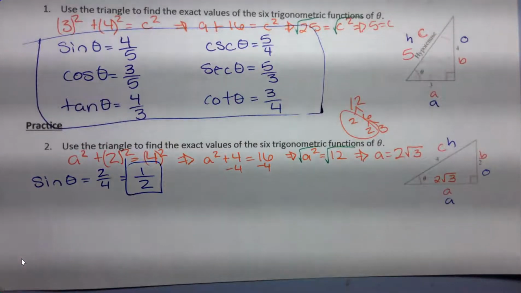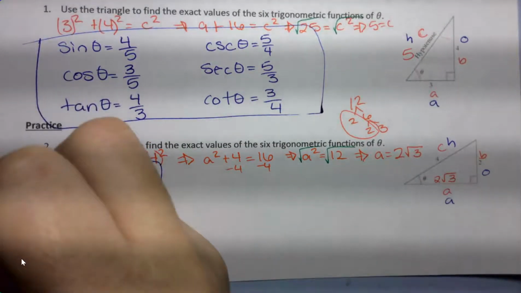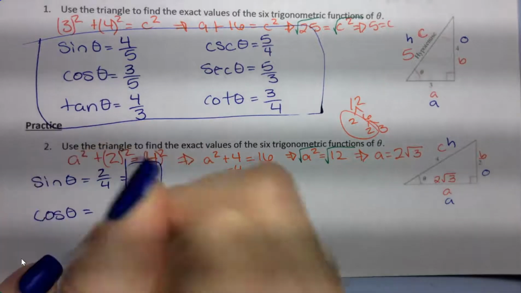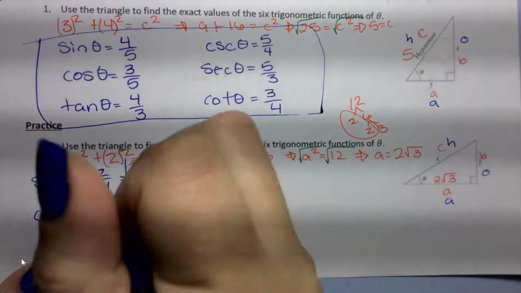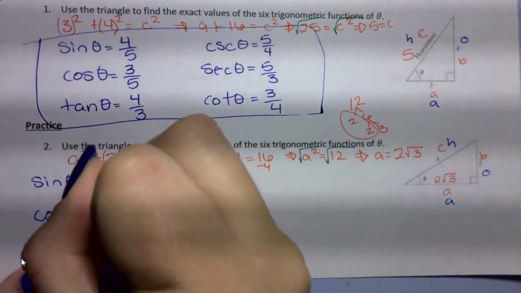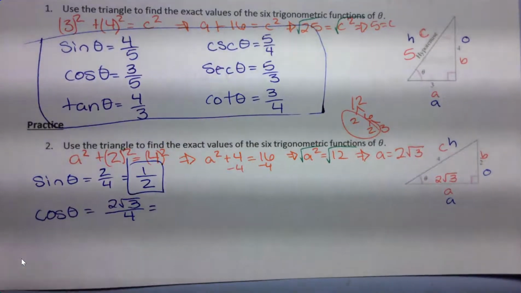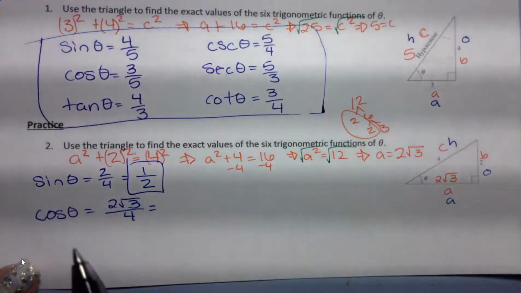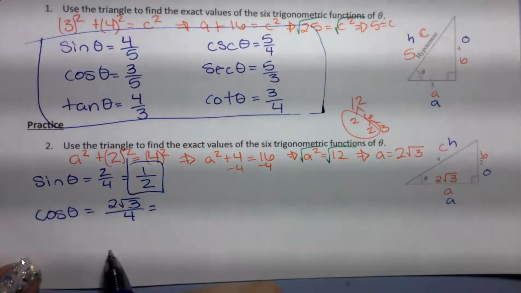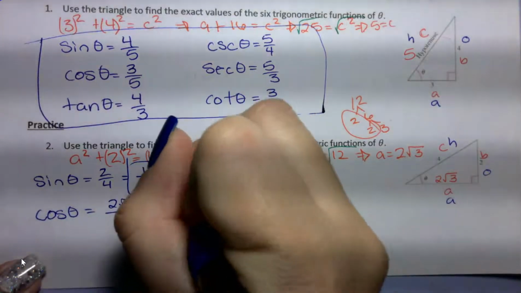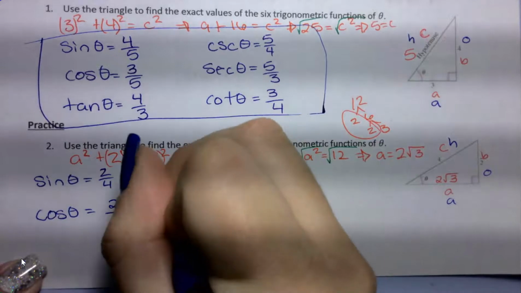Then I want to go ahead and do the same thing for cosine. This one is my adjacent side over my hypotenuse. So I'm going to have 2 square root of 3 over 4. This one, the 2 and the 4 are both even, and I can simplify those. So that's just going to leave me with the square root of 3 over 2.